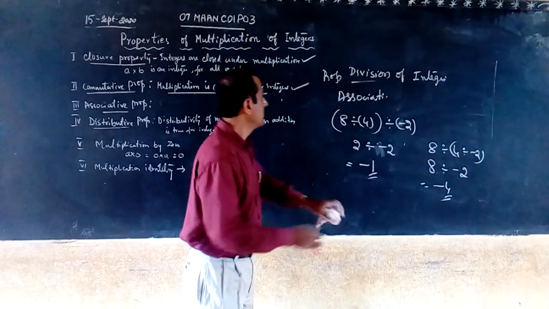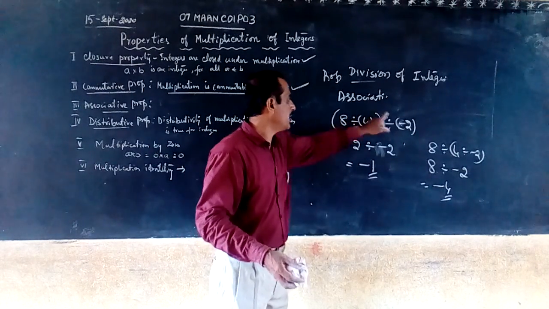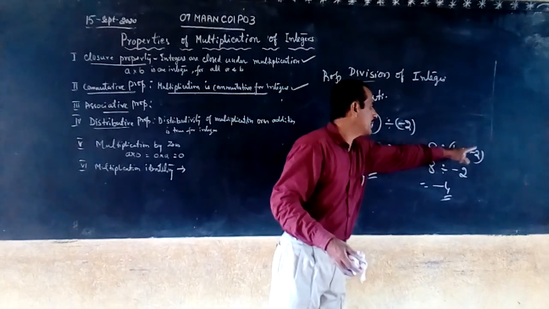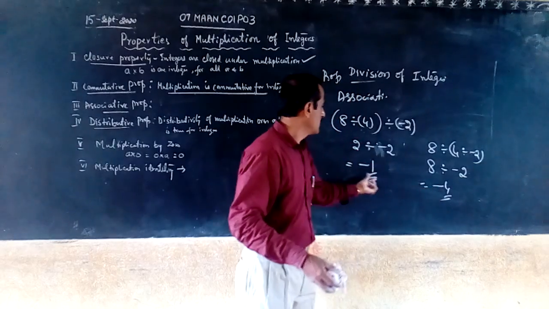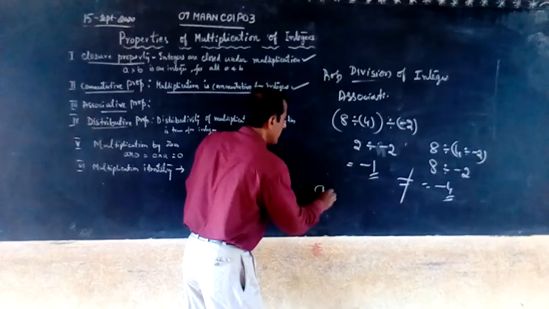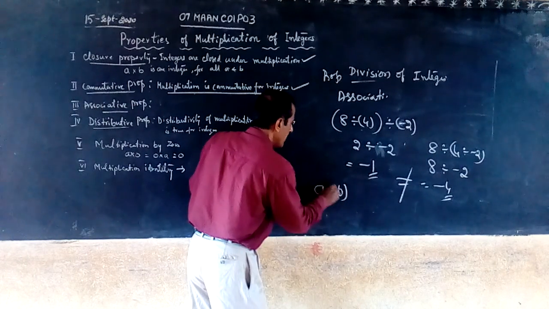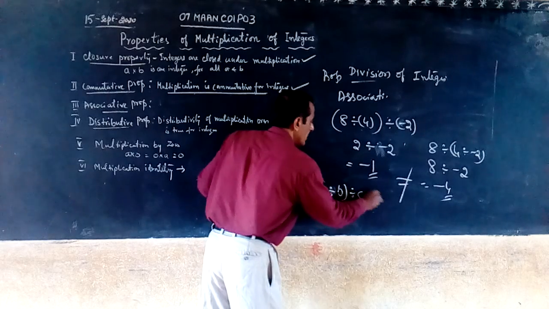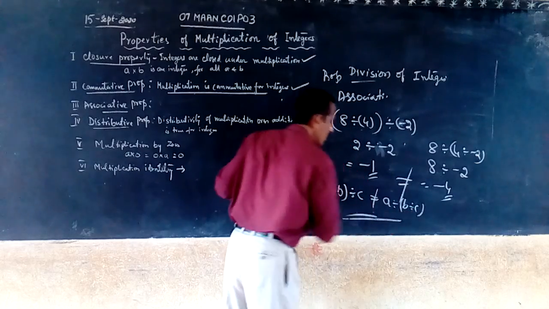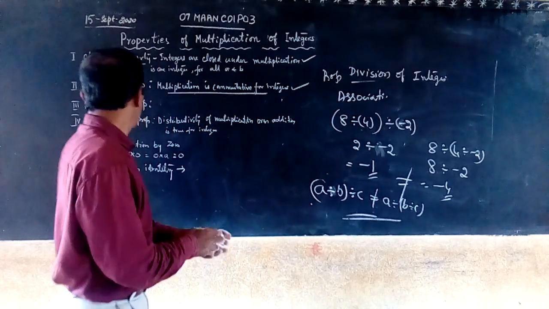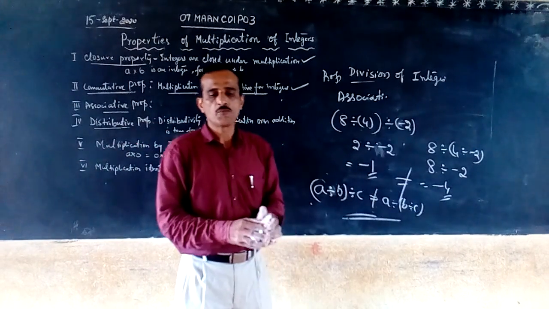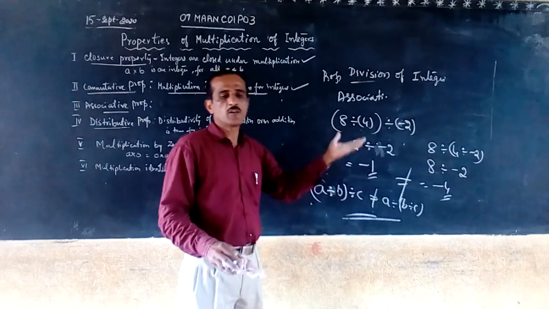See, 8 divided by 4, if it is grouped and divided by minus 2, the answer is minus 1. In the same way, if 4 divided by minus 2 is grouped, the answer is minus 4. These are not equal. Minus 1 is not equal to minus 4. Therefore, we can say A divided by B divided by C is not equal to A divided by B divided by C when grouped differently. Therefore, what can we say? We can say that division is not associative for integers. It is not commutative for integers.